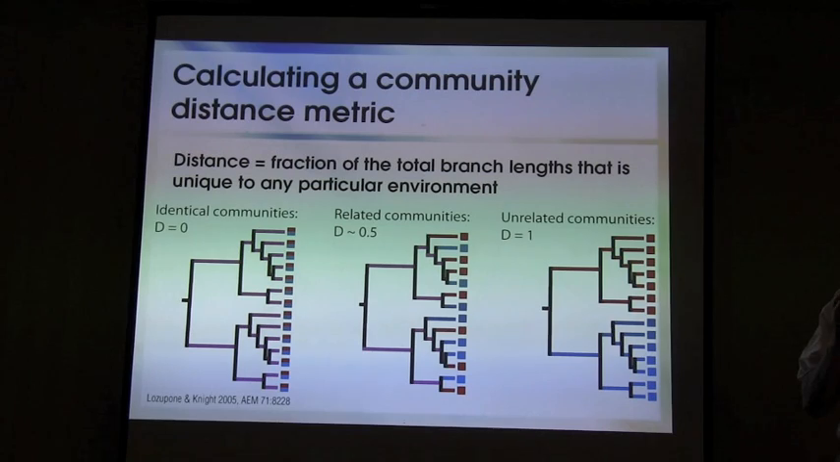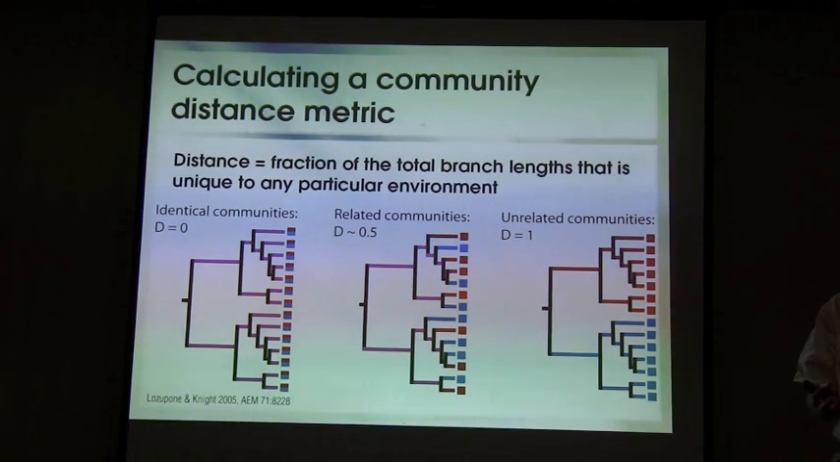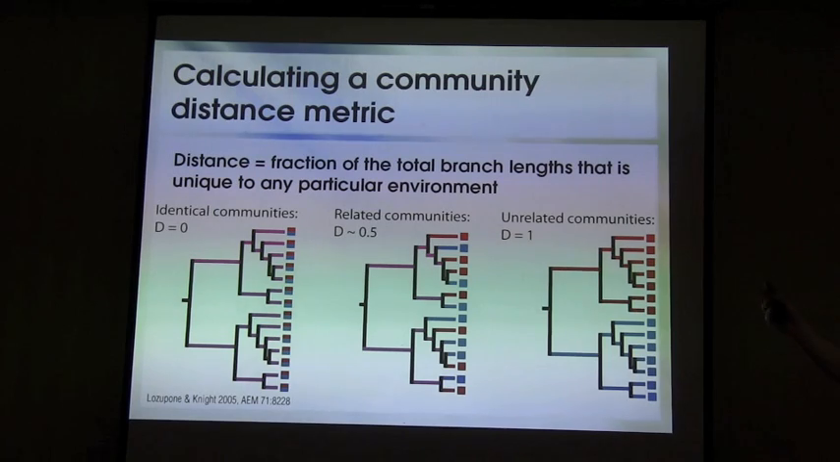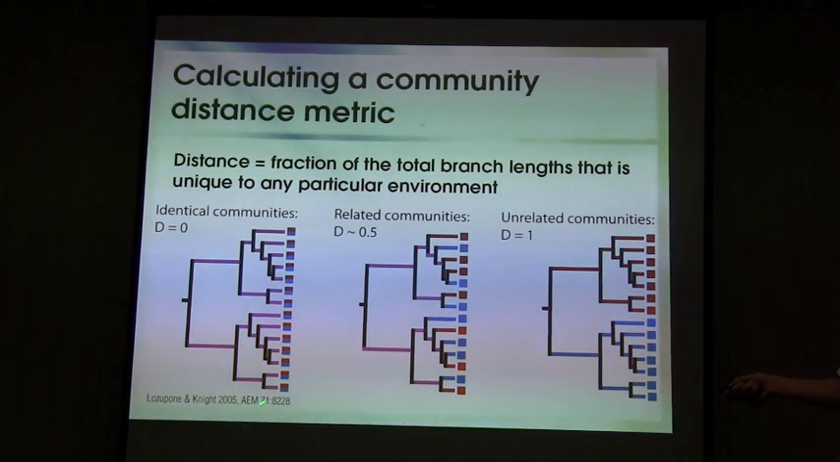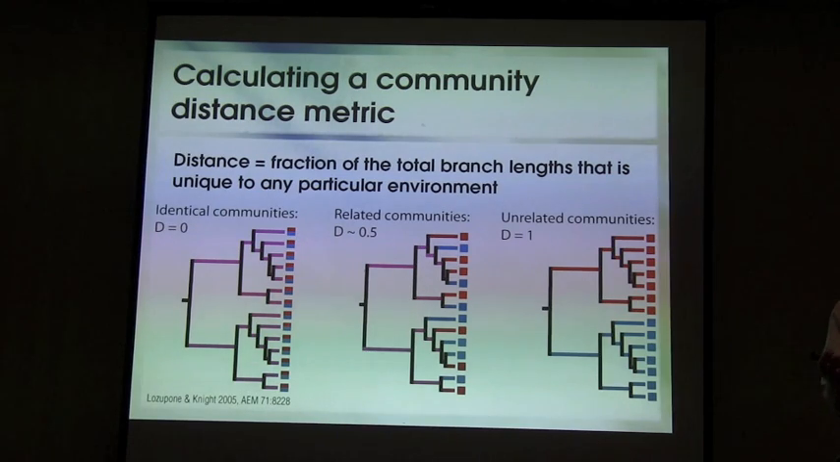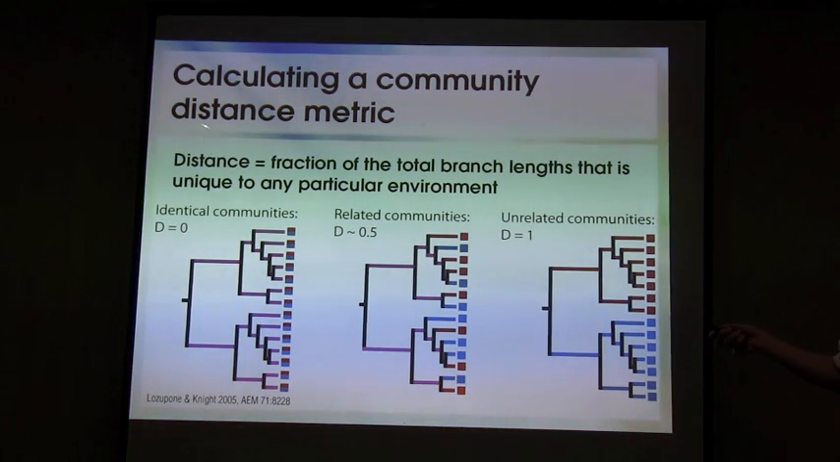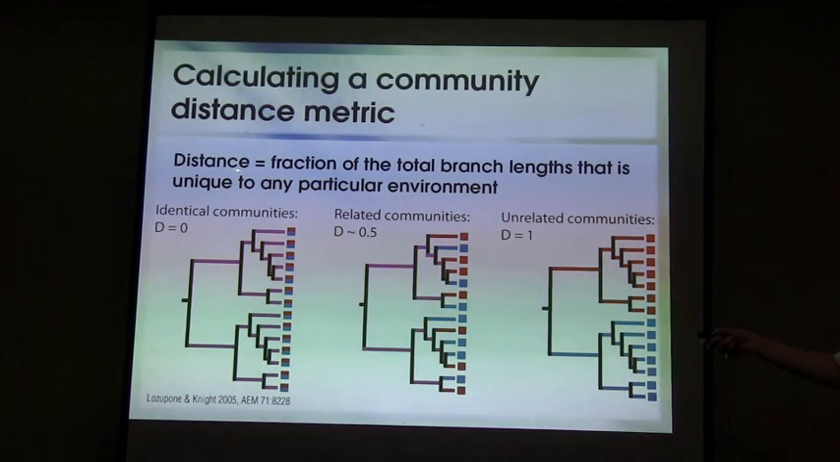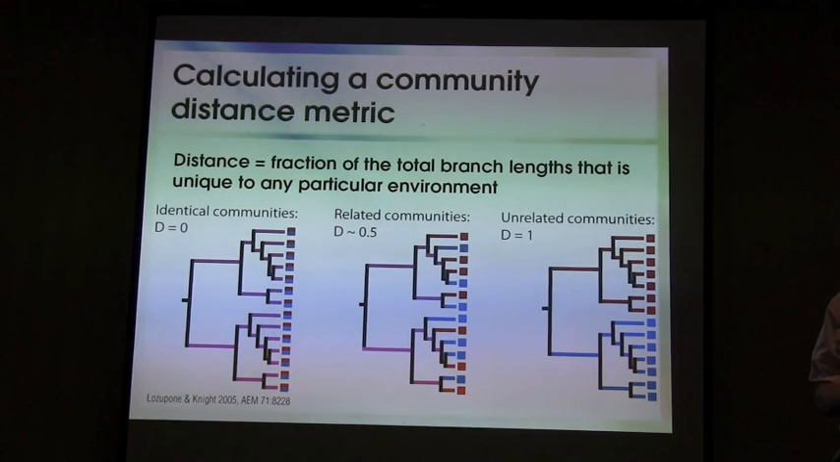So what we have to do is somehow escape this issue of having all this tree data that we can't interpret. And the solution to this problem really came from the PhD thesis work of Catherine Lozupone, who graduated from my lab a couple of years ago. And she used this very simple definition of distance on a phylogenetic tree as a fraction of the branch lengths on the tree unique to any particular environment.